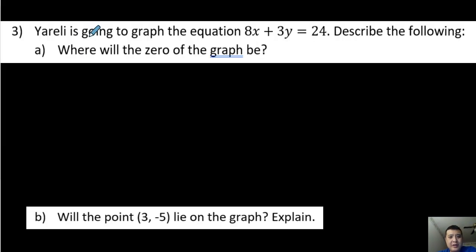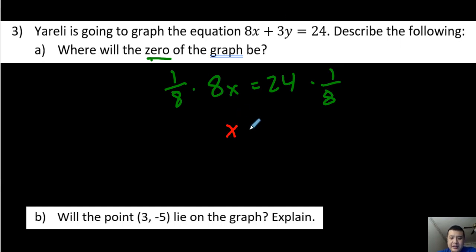It says that Yarrow is going to graph the equation 8x plus 3y equals 24. Describe the following. Where will the 0 of the graph be? Remember that the 0 of the graph means the x-intercept. So we're going to plug in 0 for y, and we get 8x equals 24. Multiply both sides by 1/8, and we find that x equals 3, so it's (3, 0).